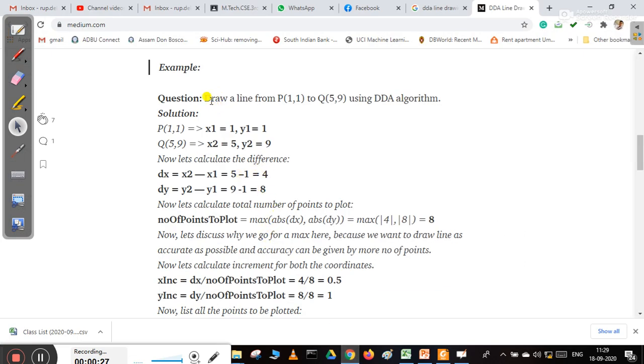The question is that you need to draw a line from point (1,1) to (5,9) using the DDA algorithm. Now, x1 is 1, y1 is 1, x2 is 5, y2 is 9. Now the difference dx, x2 minus x1, is 4, and dy, y2 minus y1, is 9 minus 1 equal to 8.